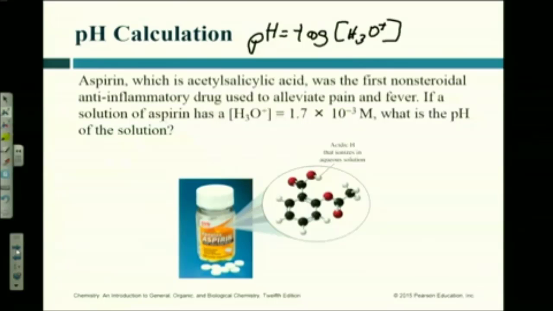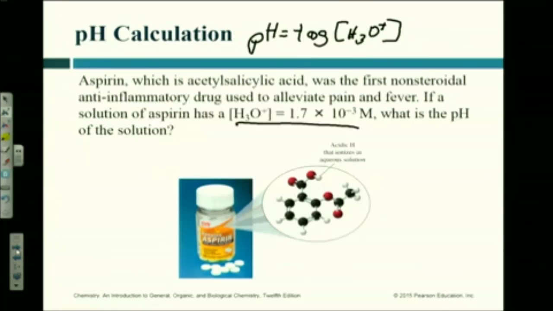So here's aspirin, and here's its concentration. Aspirin is an acid. It's acetylsalicylic acid. It's a whole mouthful. That's the structure of it. If you had a solution and that was a concentration of aspirin, what would the pH be? Would it be acidic or basic? Acidic. It's acidic.